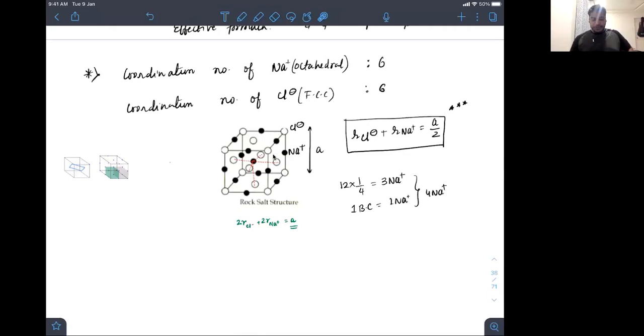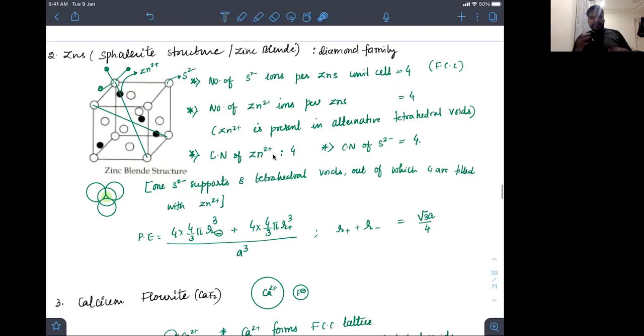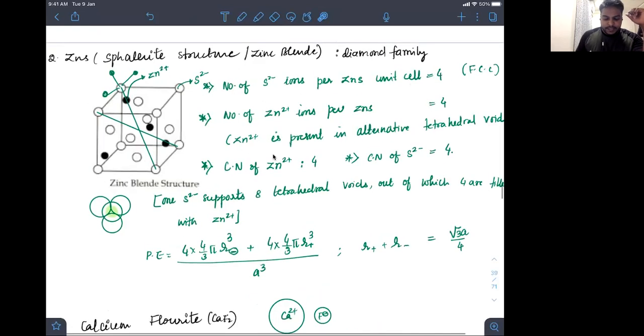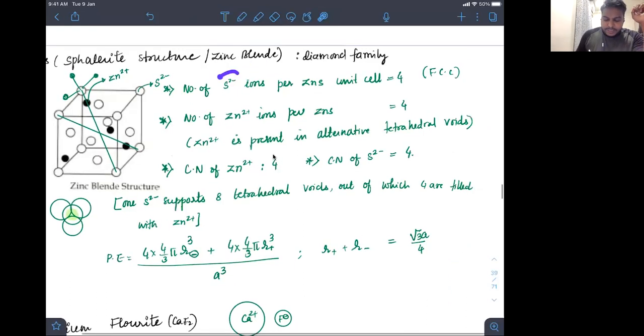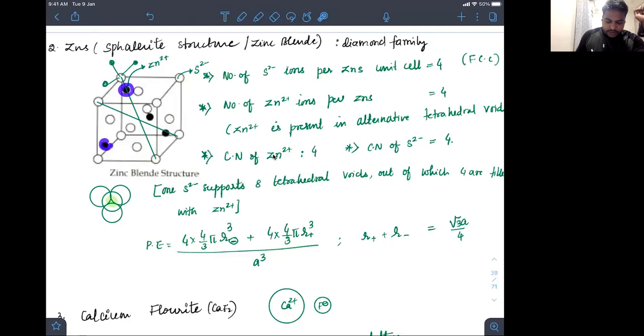Okay. Next, if you see ZnS, ZnS is the second type of category for FCC. ZnS is also called sphalerite or zinc blende type. In here, S2 minus is forming the lattice, which means it will have it on all corners and faces, which makes it 4 atoms. Zn2 plus is present in tetrahedral voids, students. It is present in tetrahedral voids, but only alternate tetrahedrals, not all tetrahedrals. In total, we have 8 tetrahedral voids, but it is covering only 4 of them alternately.